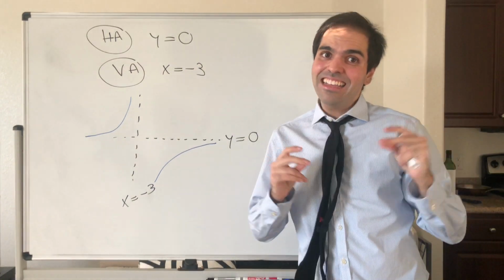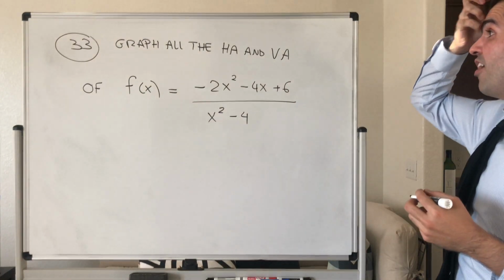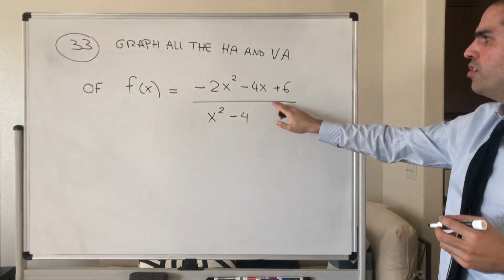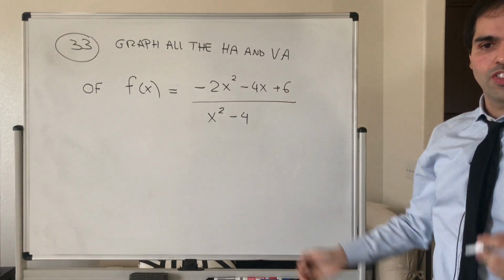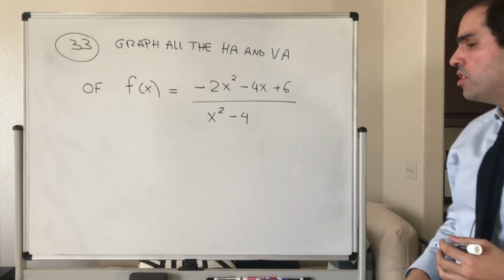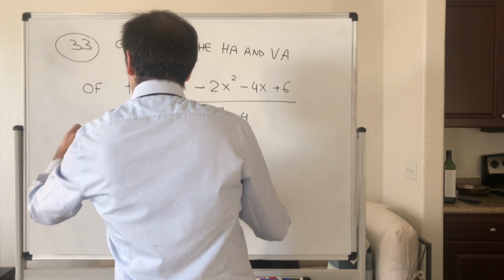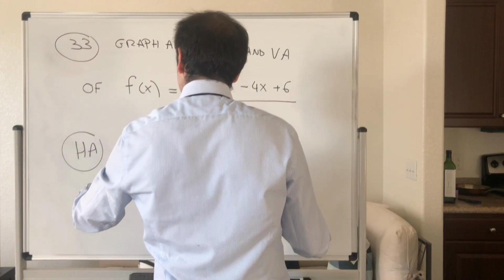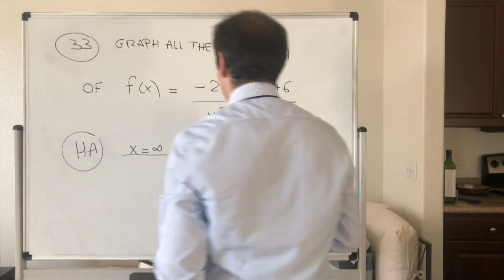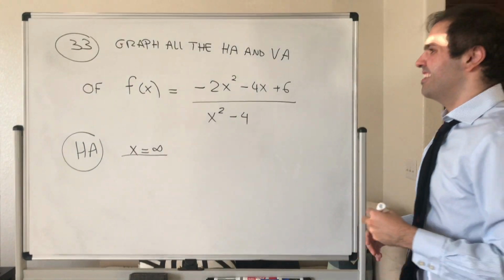All right, last question of the day. Now the last question is: graph all the horizontal asymptotes and vertical asymptotes of this function. So again, for horizontal asymptotes, you just need to look at what happens as x goes to infinity and x goes to -infinity.